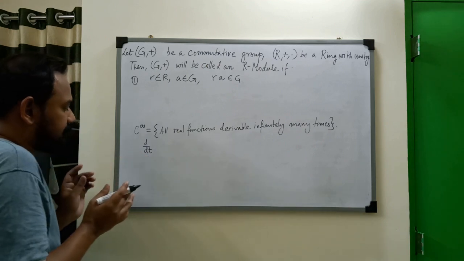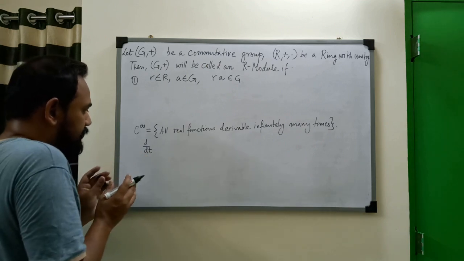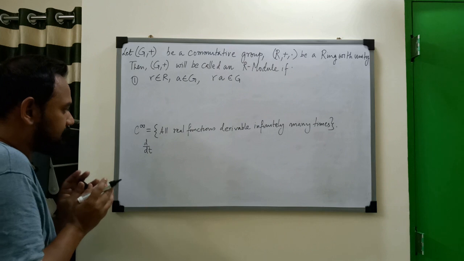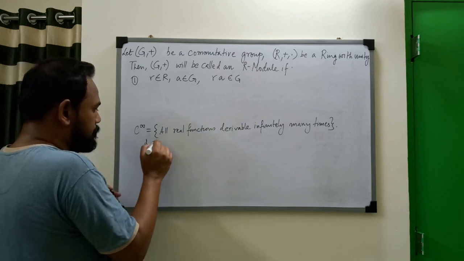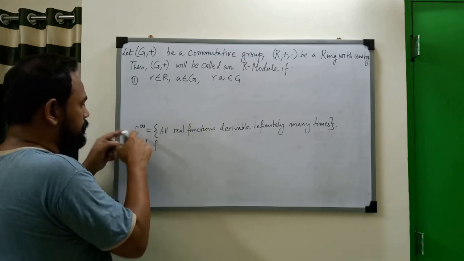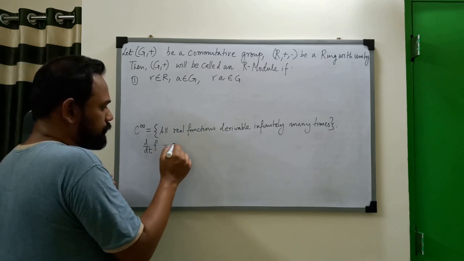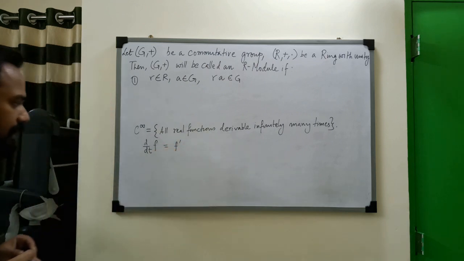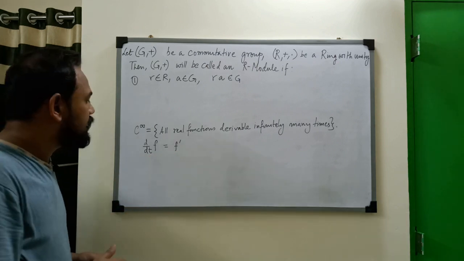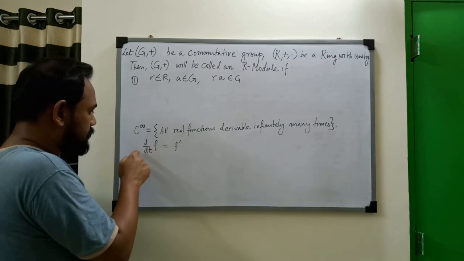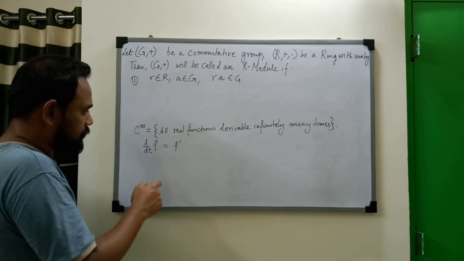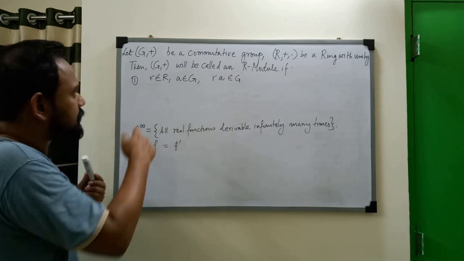By itself, it's an operator. It doesn't have much meaning. It's a symbol. But it may act on a function from C infinity to give you another function, which I will call f prime. That's the normal notation, really. This is an operator which acts on a function and gives you another function. So it's something like this.